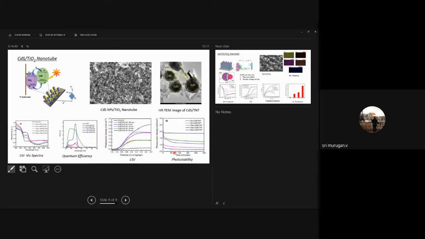The final part is photostability: how stable the prepared electrode is for a particular duration of time. So I conducted this for 5 minutes, 300 seconds. It is more stable here, and it is able to produce around 2 milliampere per centimeter square current consistently.